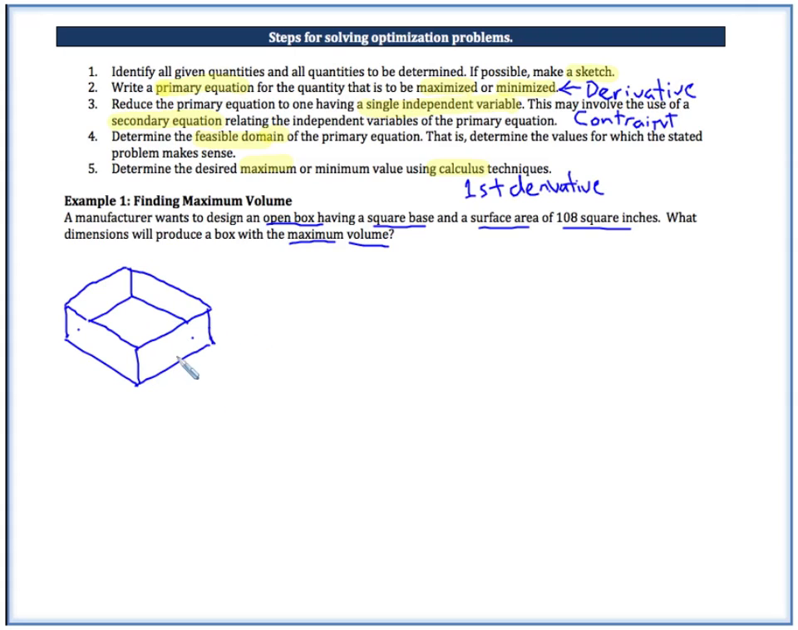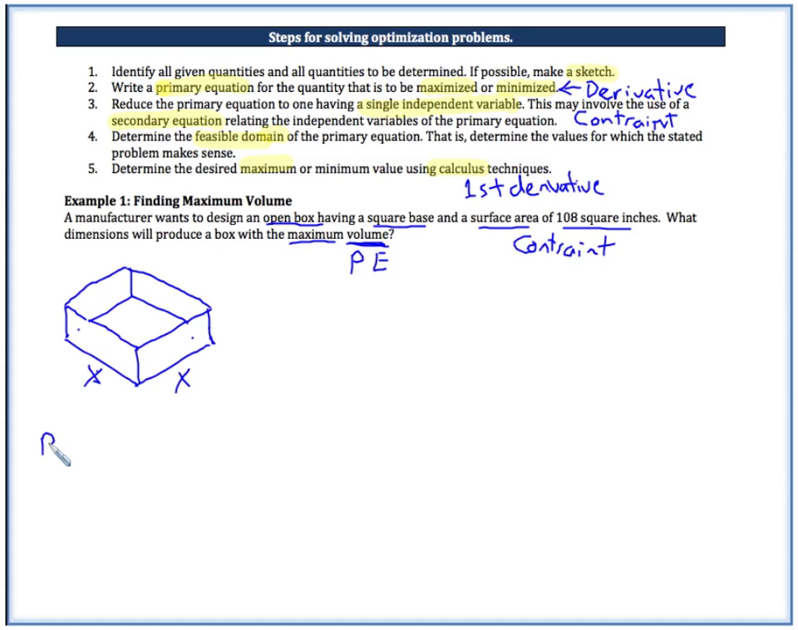Okay, so here we have this open box. Could be like an origami box. And it has a square base. So what that tells me is that these two values right here have to be the same. And so I'm just going to let them be x and x. And we also know it has a surface area of 108 square inches. So that right there is going to be our constraint when we get there. And we're looking for the dimensions that will produce the maximum volume. And this right here is going to give me my primary equation.